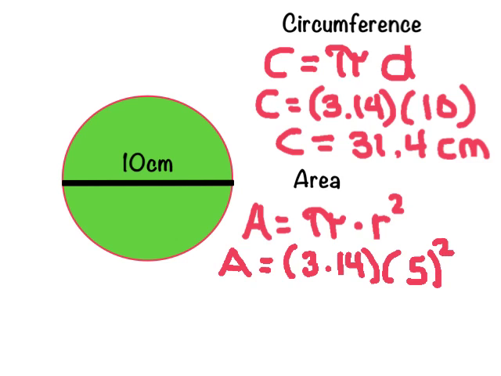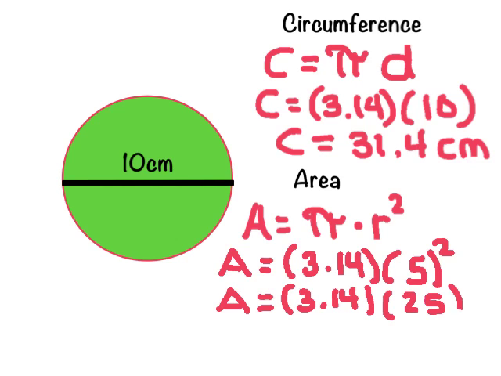So order of operations says exponents before multiplication. So area equals, I'm going to bring down my 3.14, and when I square 5, remember that means 5 times itself, 5 times 5 is 25. Now I have one more thing to do, and that's multiply 3.14 times 25, and my answer is 78.5, or 78 and a half. All area is in square units, so it's centimeters squared.